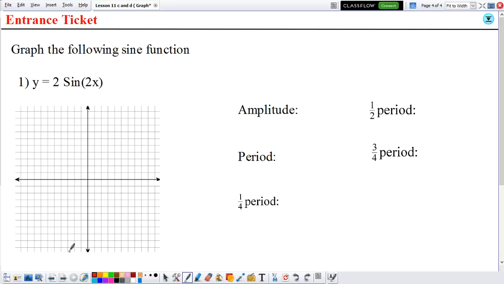So now, here's your entrance ticket. Try to graph the following.